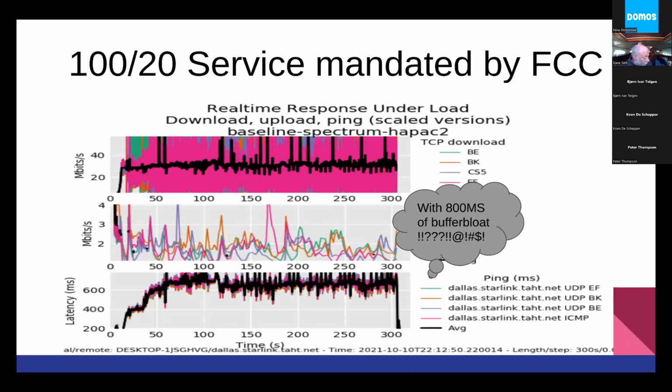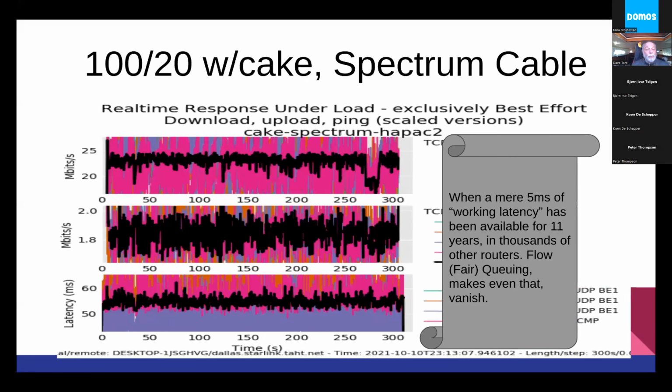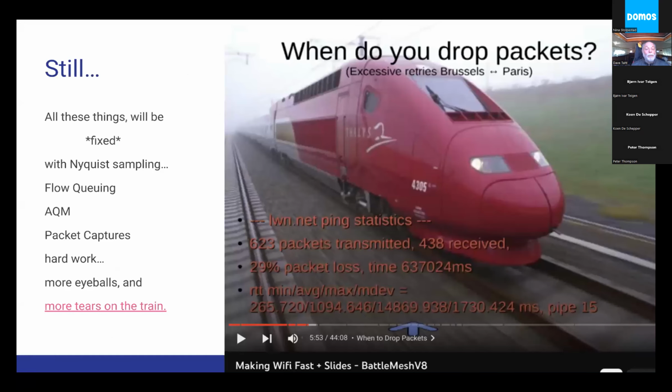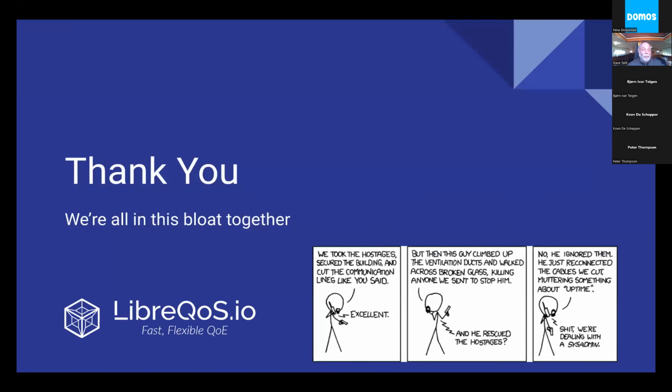And of late, I've been working really hard on trying to improve the NTIA's broadband standards. The FCC wants 100/20 service for everyone, and that's great, except that the most 100/20 services I've seen from the cable industry have 800 milliseconds of bufferbloat built into them. And for 11 years, I've been able to reduce it to about 5. Still, all these things will be fixed, with time and more tears on the train. Anyway, thanks for letting me fit in those 18 extra slides. Questions?